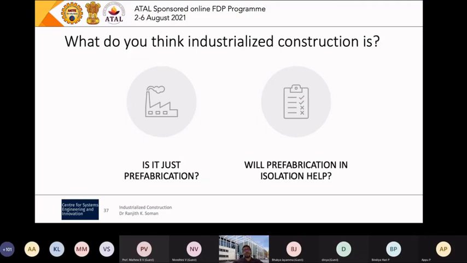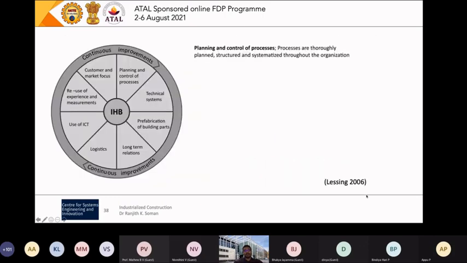So is industrialized construction just about prefabrication? Or will prefabrication in isolation help? That was a question that has been there a long time. Previously, people were looking at it too. And in 2006, a research came in and said that's not enough. Industrial construction should have 7 items, starting with planning and controlling of process all the way to continuous improvement. Those are the learnings from manufacturing. It's not just about prefabrication. Prefabrication is there, but it is just one part of it.